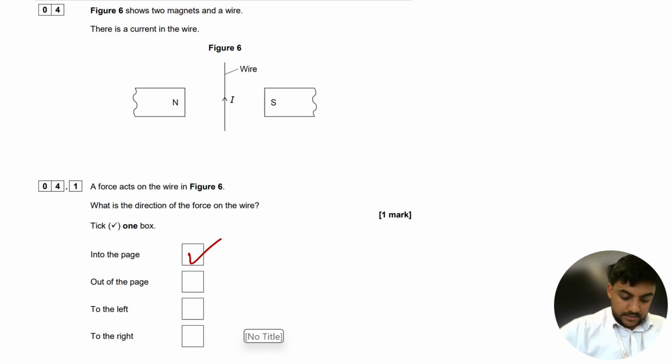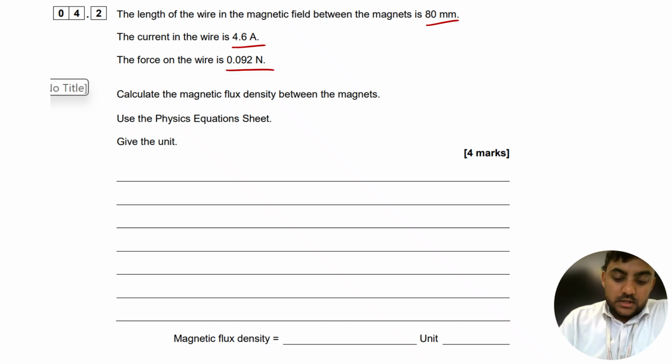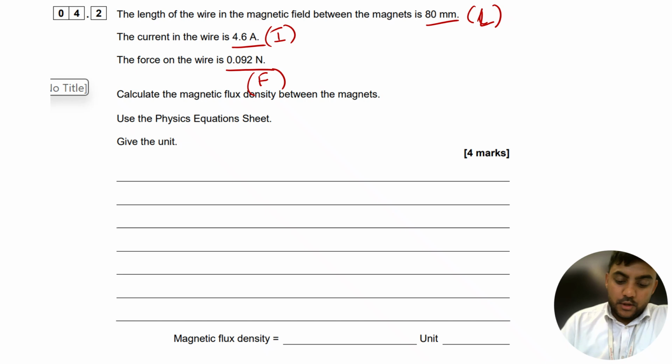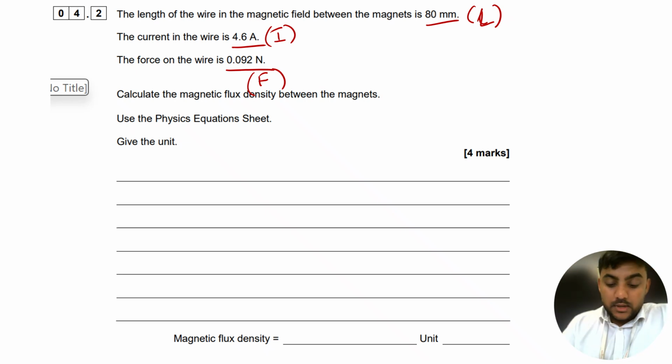Next, the length of the wire in the magnetic field between the magnets is 80 millimeters. The current in the wire is 4.6 amps. The force on the wire is 0.092 newtons. Force, current, and length. Alright, use the physics equation sheet and calculate the flux density between the magnets.